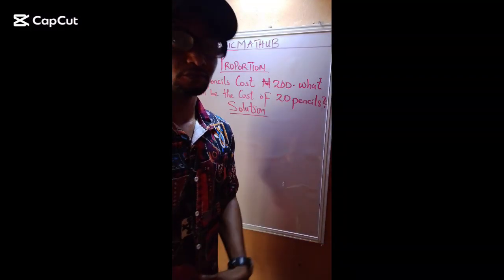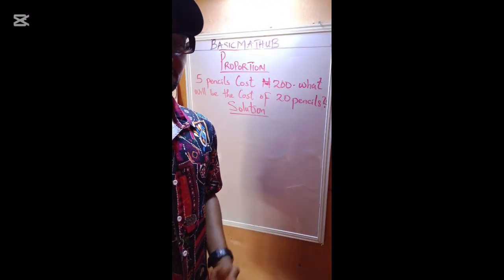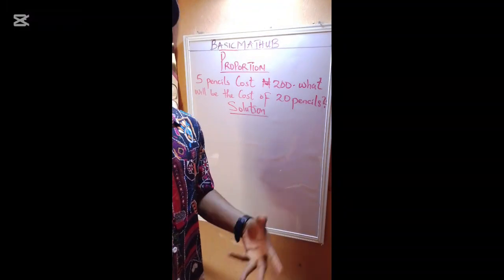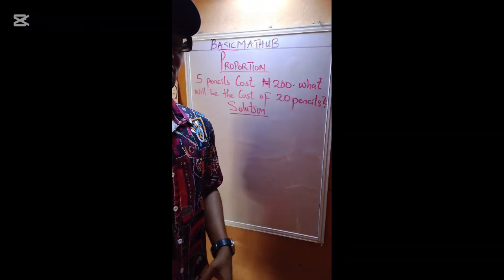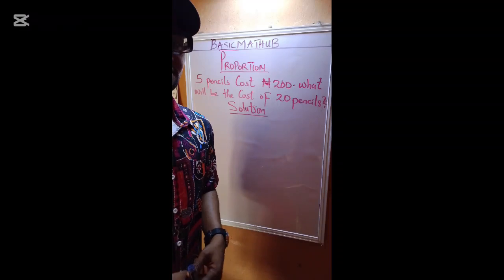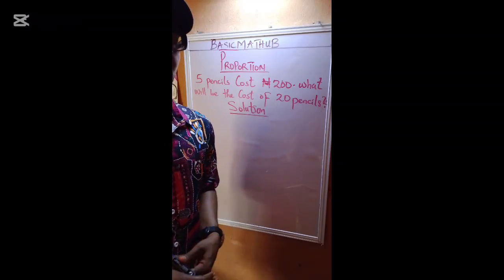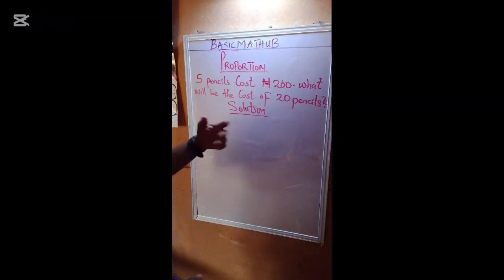Basic Method. Today we want to start proportion. This is where we don't just learn tricks, we learn systems and processes that will give your child a solid foundation in mathematics. So proportion, let's consider this question.